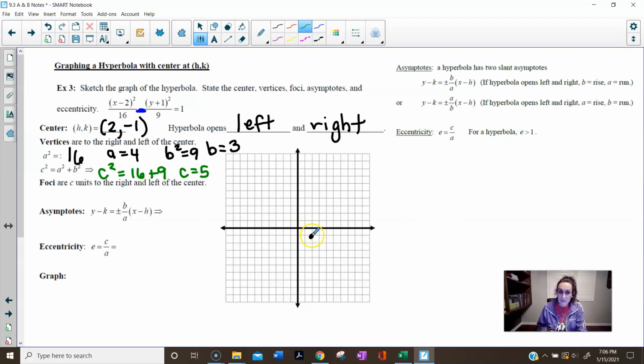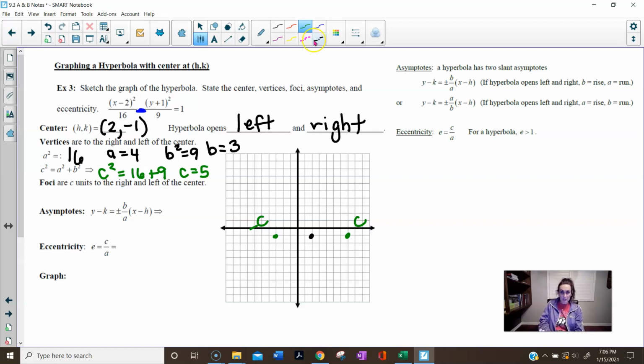So from the center, I want you to count right 1, 2, 3, 4, 5. There's C. And left 1, 2, 3, 4, 5. There's the opposite of C. Okay, what about the vertices?